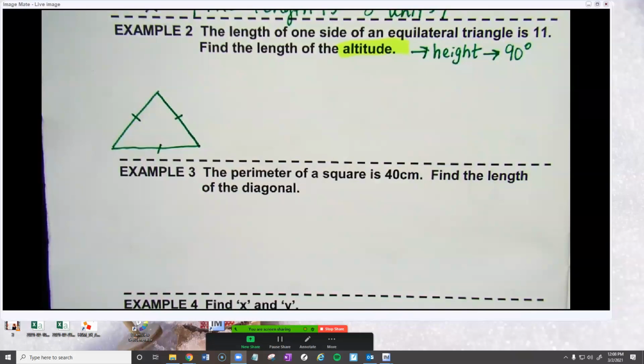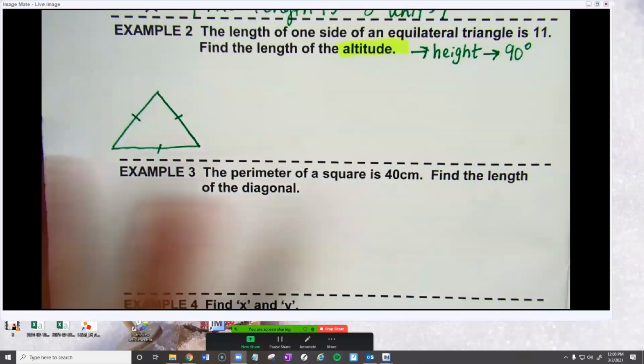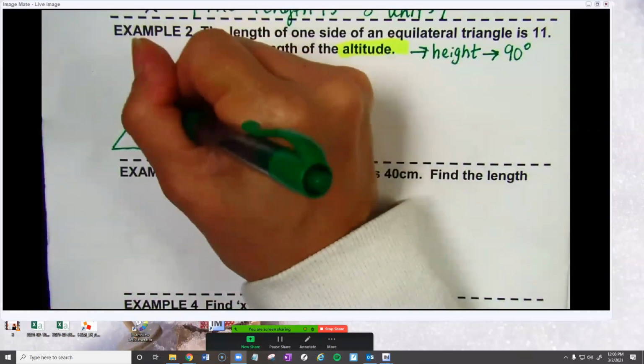A triangle has 180 degrees, and all of those angles are equal. So how many angles are in a triangle? So just do 180 divided by 3. What's 180 divided by 3? 60. That's right. So we're going to label each of these 60 degrees.